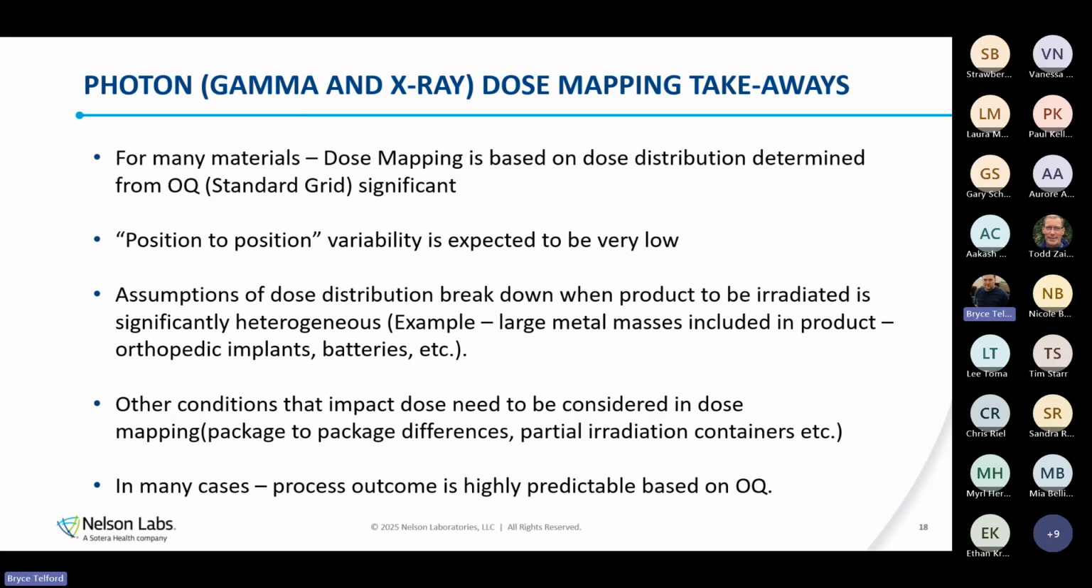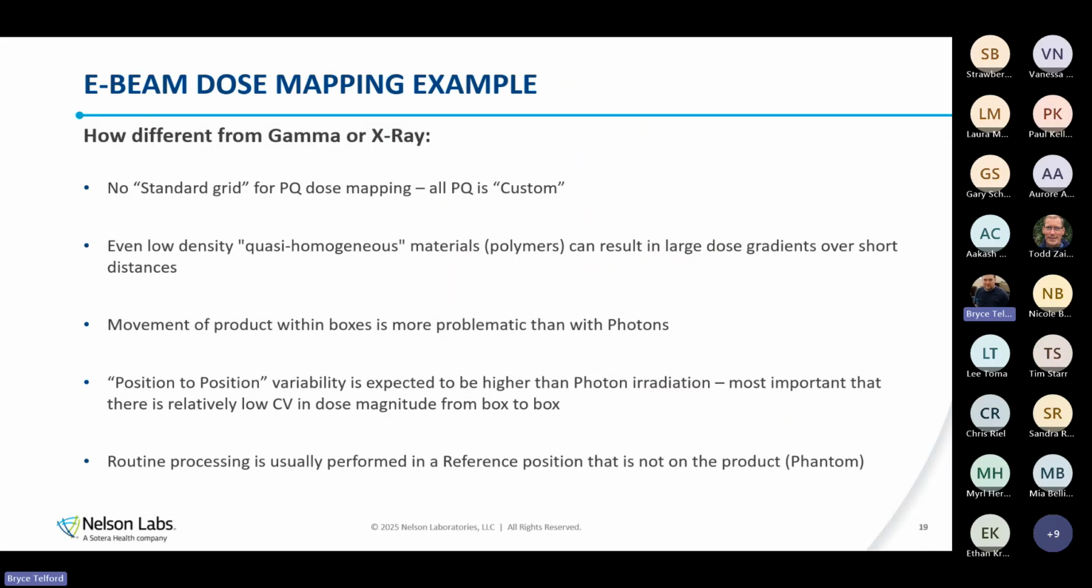And then for our e-beam, there is no standard grid approach. So a lot of times your dose map is going to be custom every single time based on your product and your configuration. So again, this is also where you think trays, not pouches, think orientation, not just into the tray.